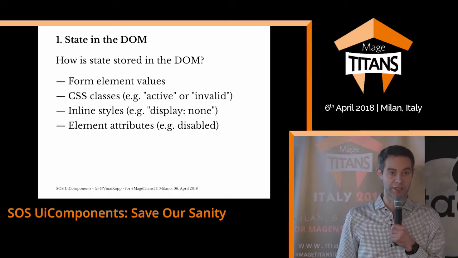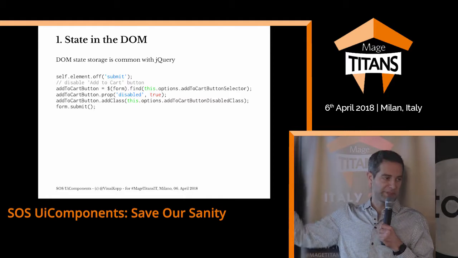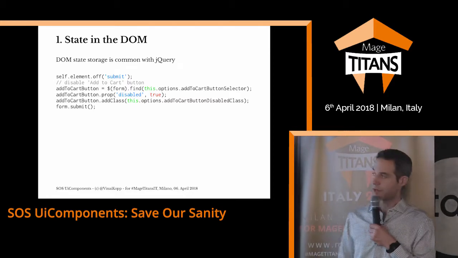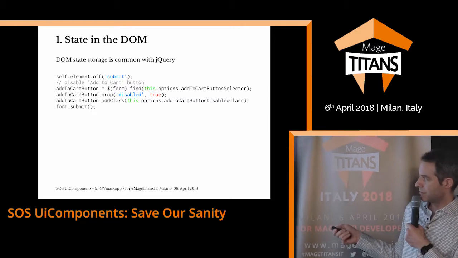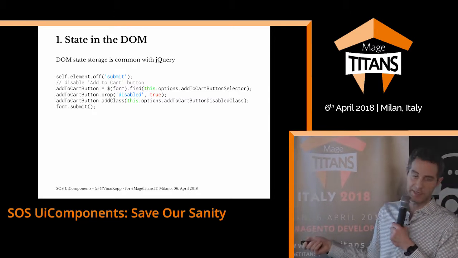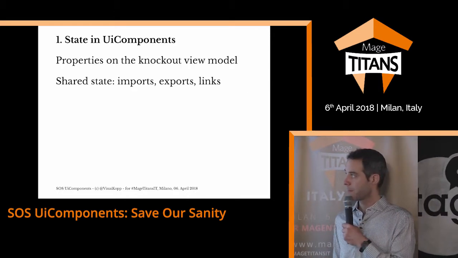I did that a lot, actually, right? That's prototype jQuery. And this would be a typical example. So I grabbed that somewhere out of the core, we remove event handlers, we have a selector, grab some stuff, add properties and styles and so on. So that's keeping state in the DOM.